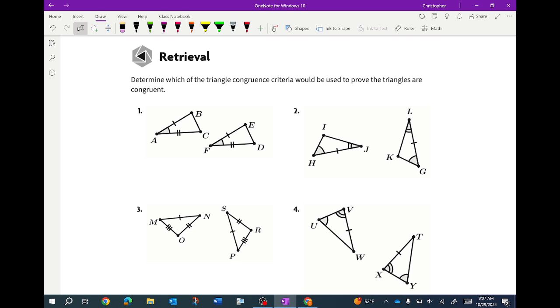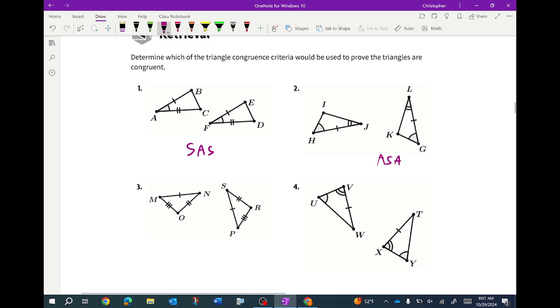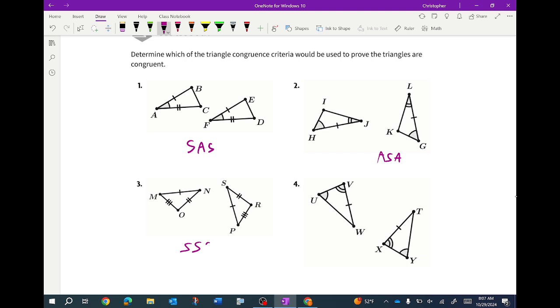Okay, number one, this would be side, angle, side. Number two, this would be angle, side, angle. Number three is side, side, side. And number four is angle, angle, side.